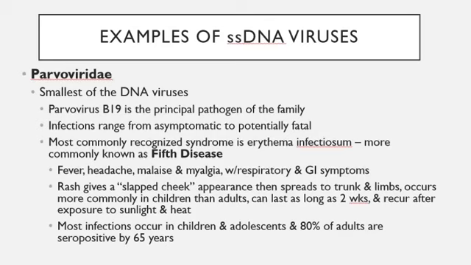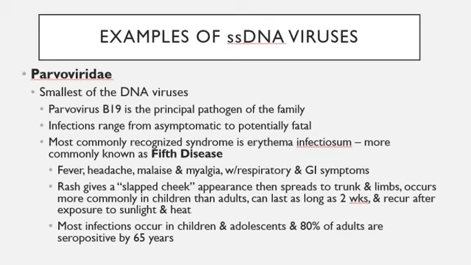The most commonly recognized syndrome is erythema infectiosum, which is more commonly known as fifth disease or slap cheek disease, and we'll see an image of what that looks like on the next slide. But symptoms include fever, headache, malaise, with respiratory issues and GI symptoms. A rash gives a slap cheek appearance, then spreads to the trunk and limbs. It occurs more commonly in children than adults. It can last as long as 2 weeks and can recur after exposure to sunlight and heat.